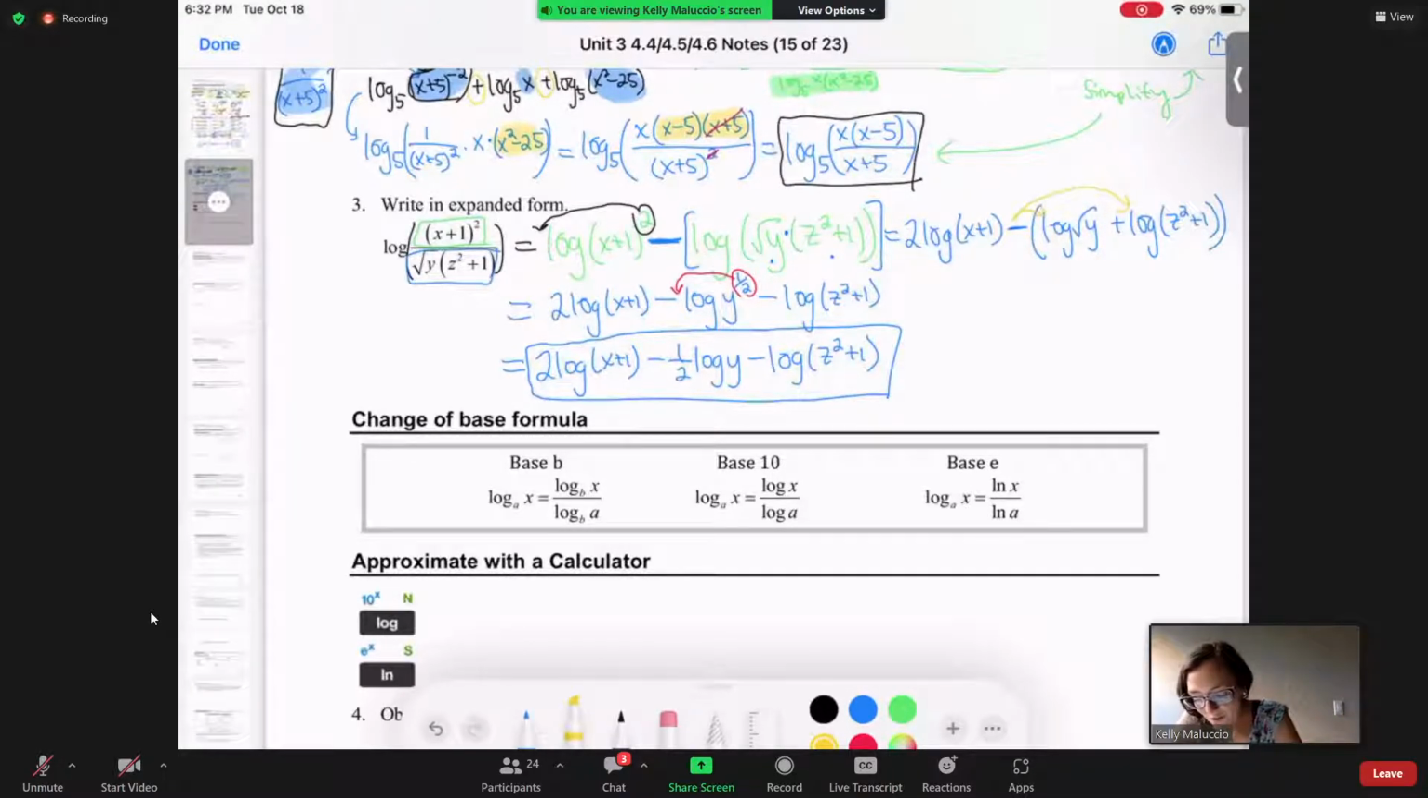But if I have something, and okay, this says base B, but they broke it up, base B, base 10, and base E. Really, we never do it base B. So I don't know why they did that, but they broke it apart. And they said, if you have this problem and it says log or ln, doesn't really matter. If you have log base A of X, you can actually solve this by rewriting it as log base B of X over log base B of A, or log of X over log of A, or ln of X over ln of A.